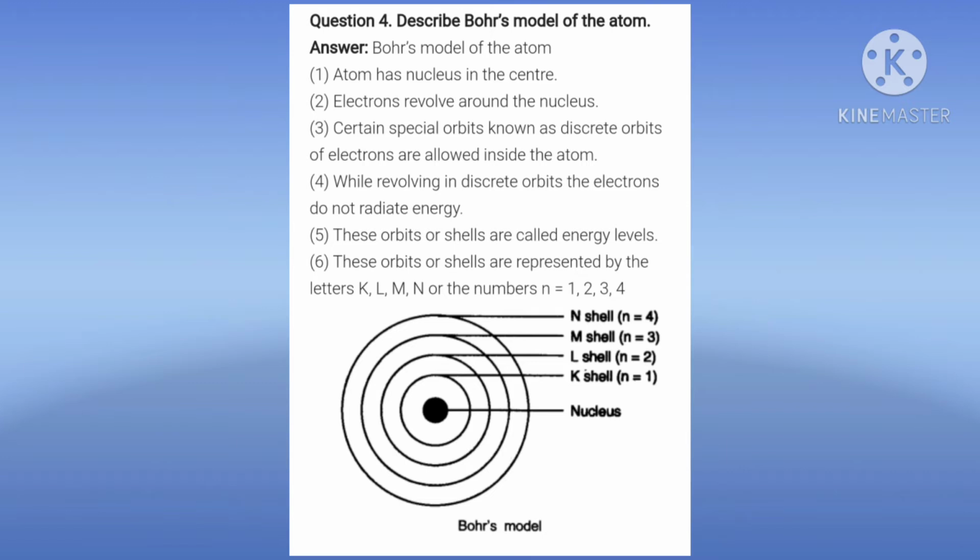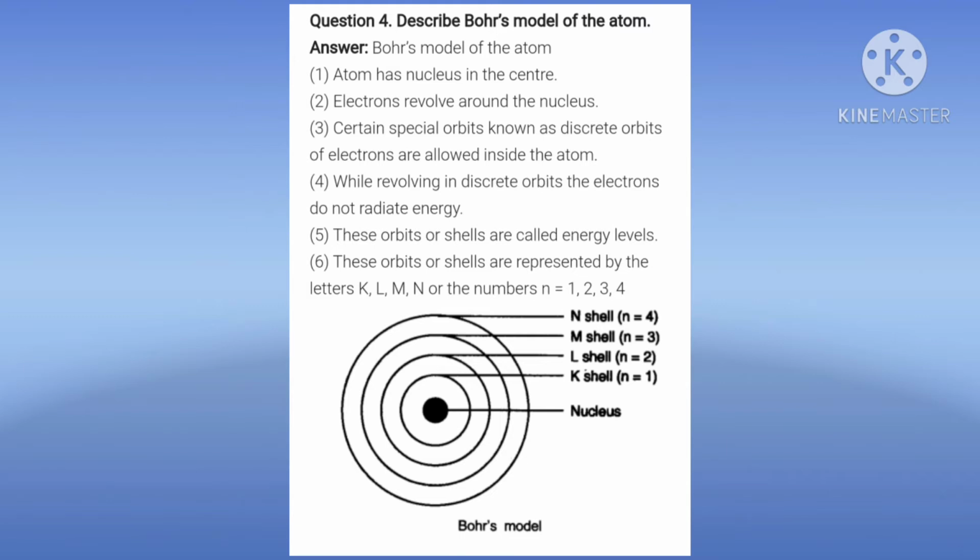So here one more thing I will tell you, students. When the atom is gaining energy, the electrons become excited and move from the K shell to the L shell, from the L shell to the M shell, M shell to the N shell. So when they are excited, they move to the next energy level.